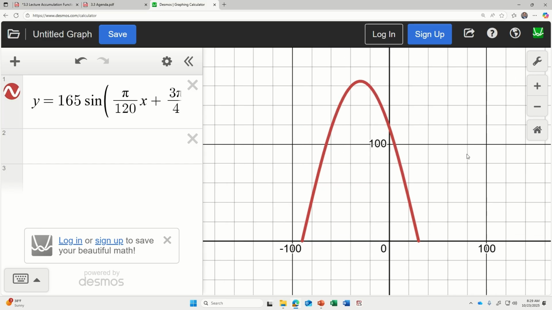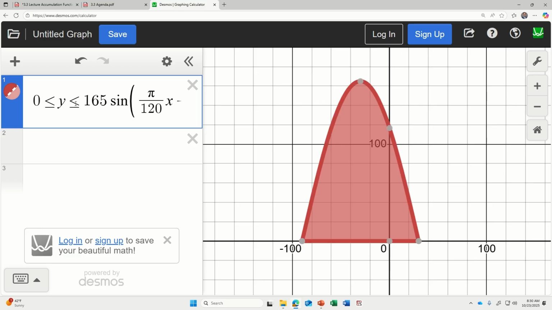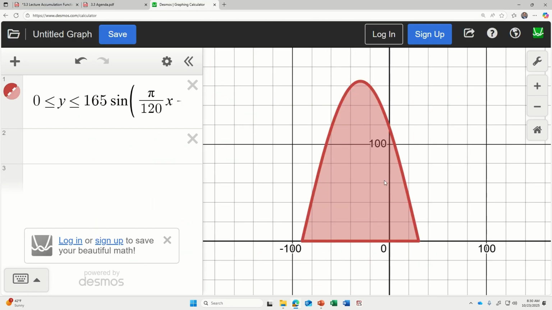And this is not the number of fans in the stadium, right? This is the rate at which fans are entering the stadium in fans per minute. And so if I want the number of fans in the stadium, what we have to do is take the area between the x-axis and the y-axis. And so this area is 12,605.